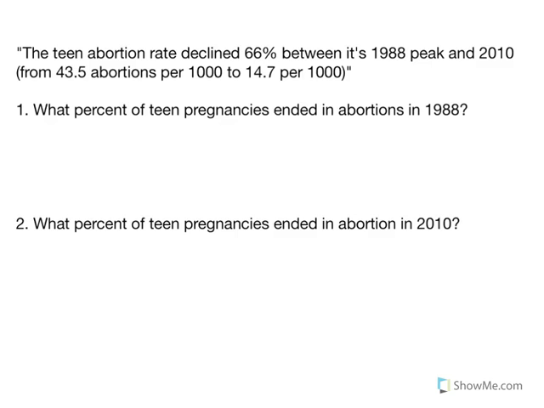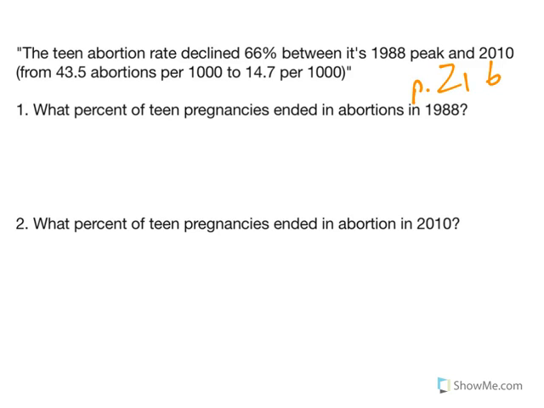All right, let's move on to page 216. Now, we are going to use this statement. It's in a box on page 216, and it's: the teen abortion rate declined 66% between its 1988 peak and 2010, from 43.5 abortions per 1,000 to 14.7 per 1,000.